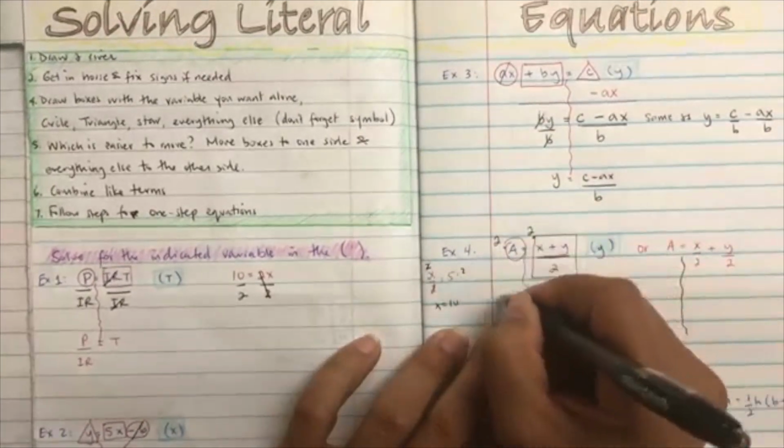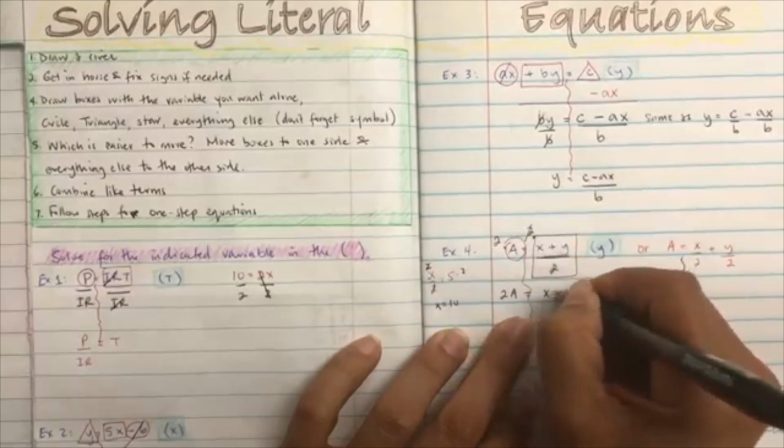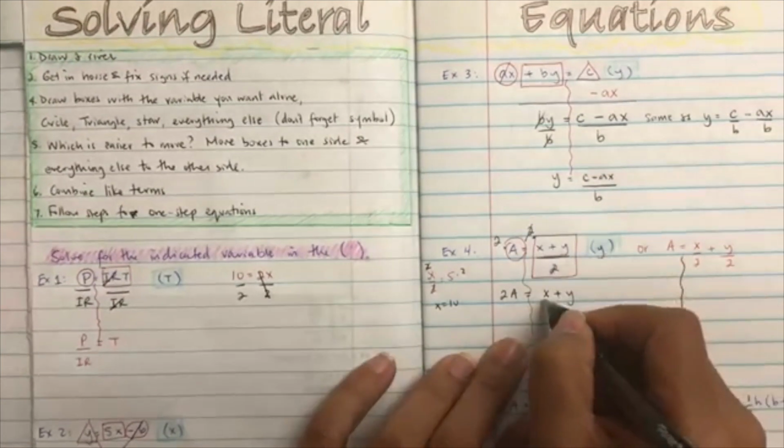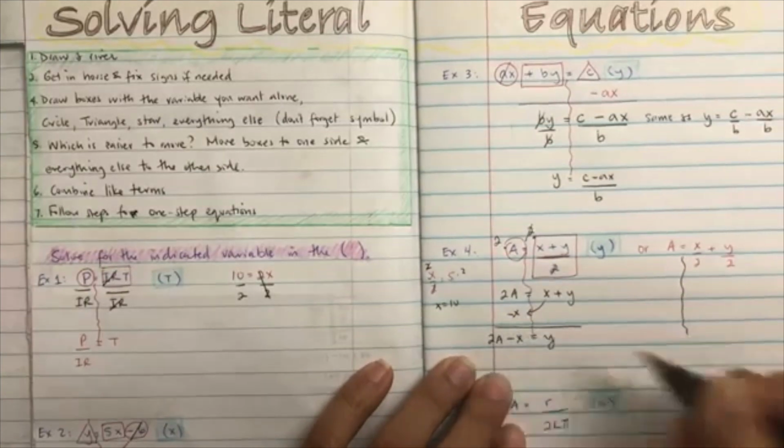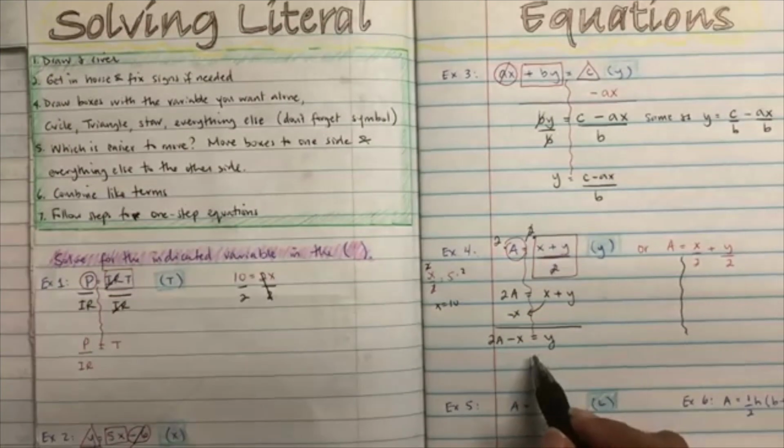So that's the same thing I'm going to do here. I'm going to multiply everything by 2. And you can see that the 2 on the top and the 2 on the bottom cancel. Then I can move x to the other side, which will be minus x. I'm just going to rewrite that: 2a minus x equals y.